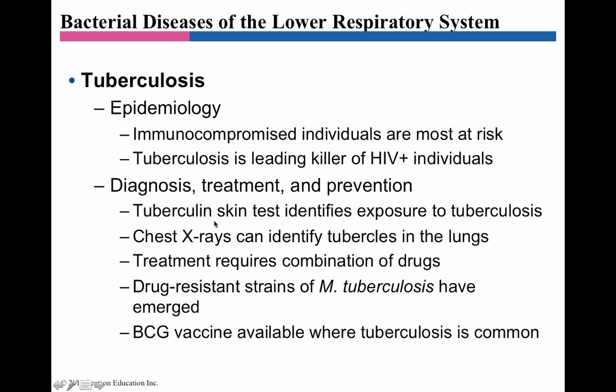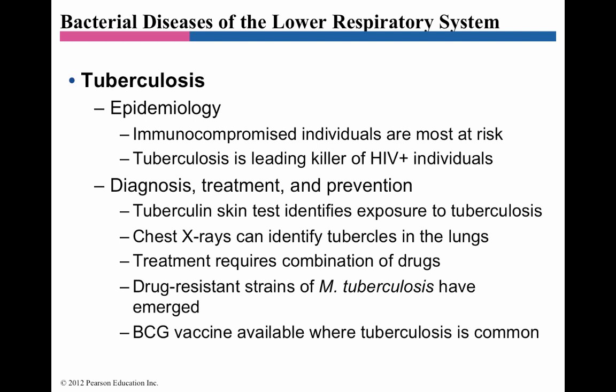This is a skin test where they actually take pieces of the cell wall from tuberculosis bacteria and inject them into the patient's skin, usually on the forearm or on the upper arm. And then they look for an appearance of a hard red swelling.